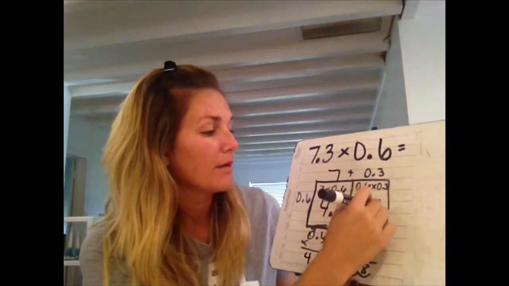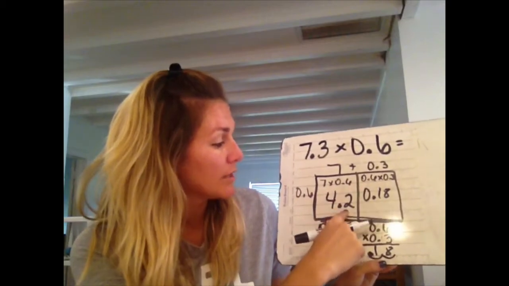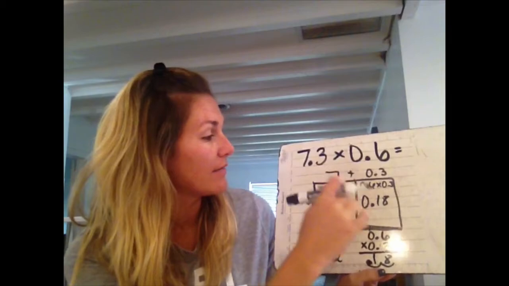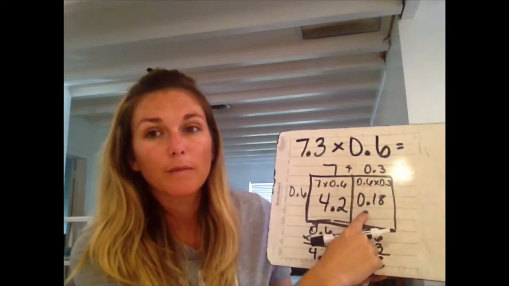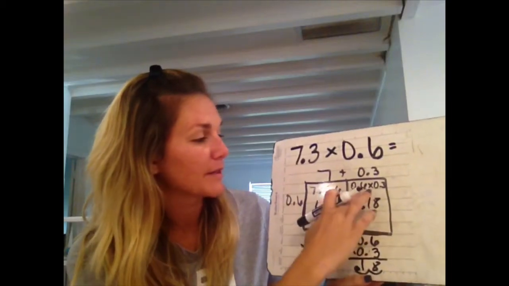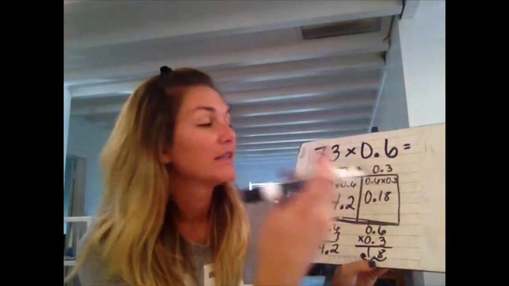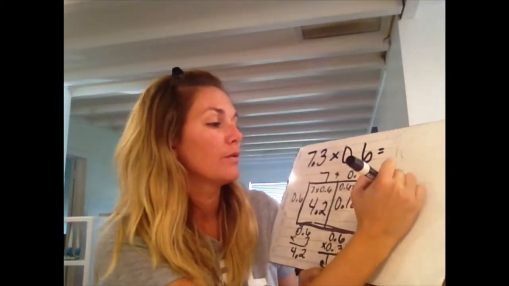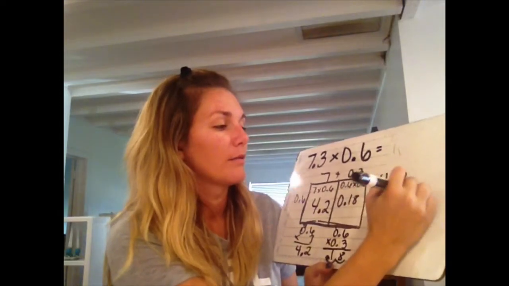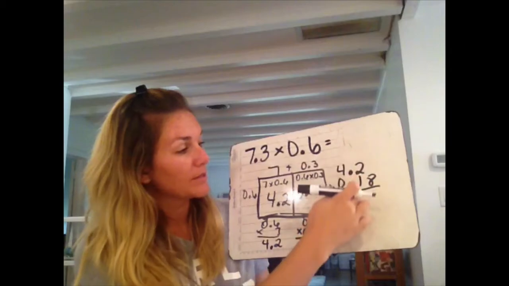So my area model is going to look something like this, all right? 4 2/10 was my answer for my partial product of 6/10 times 7, and then 18/100 was my partial product for my multiplication problem, 6/10 and 3/10. Now I add them up. We know how to add up decimals. Most important thing is I line up my decimals. So my problem is going to look like this, where my decimal points are in a line.